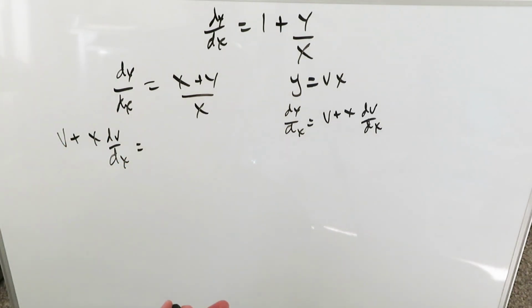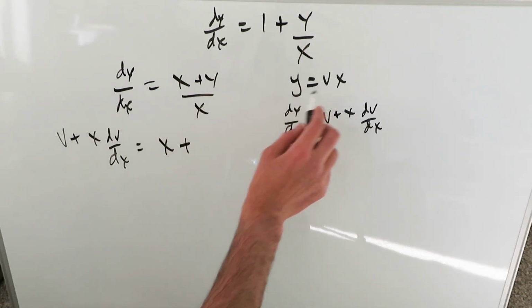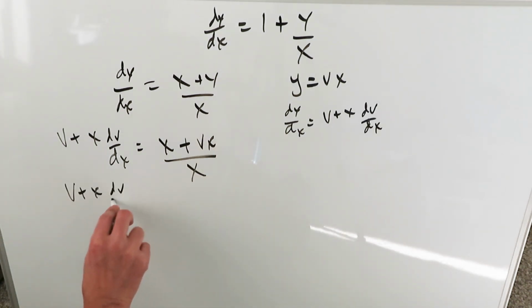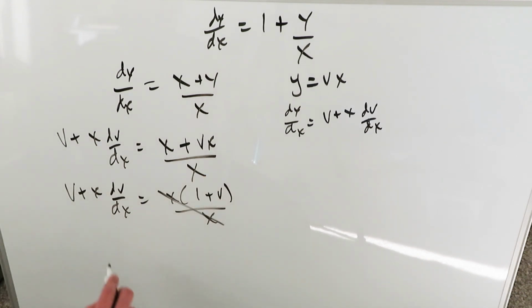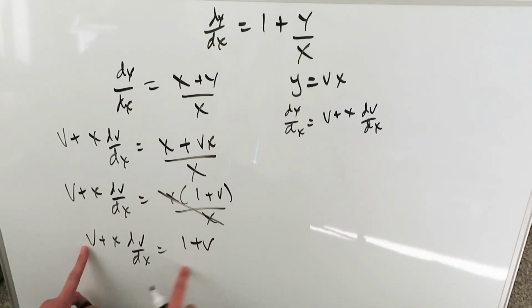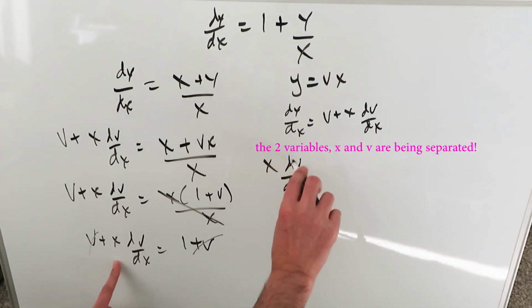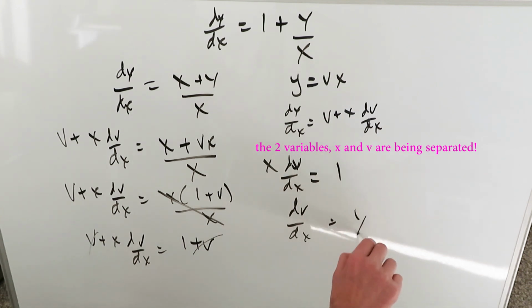I have videos on this in my channel in the playlist regarding the first order differential equations. Look right here and bring in your substitution for y. I have x plus vx over x. What's the reason for this substitution? We're getting rid of the y. Isolate over here. I have v plus x dv over dx is equal to x times 1 plus v over x. This cancels out. I have v plus x dv over dx is equal to 1 plus v. You take this v on the other side, it'll cancel out. What remains? I have here x dv over dx is equal to 1. Push the x on the other side. I have dv over dx is equal to 1 over x.